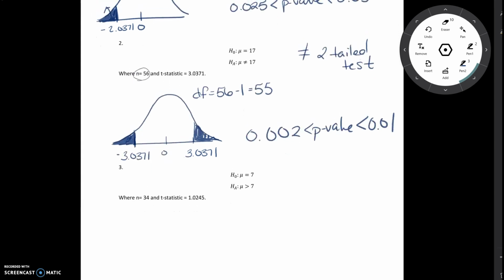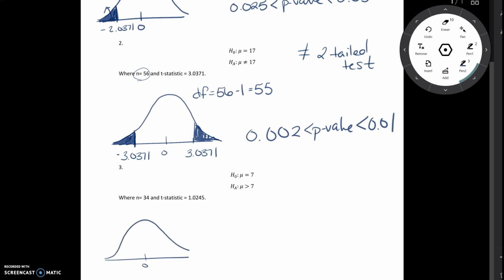Now our last example. We've got our hypotheses, but now we're going to try to prove that mu is greater than 7. We've got n equal to 34, and our test statistic is now 1.0245. Again, I'm going to draw my t-distribution. It's centered at 0. My test statistic is 1.0245, so my p-value is the area under the curve greater than that. My degrees of freedom are going to be equal to 34 minus 1.